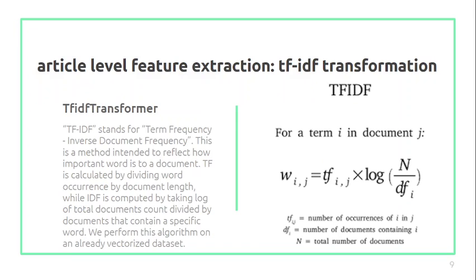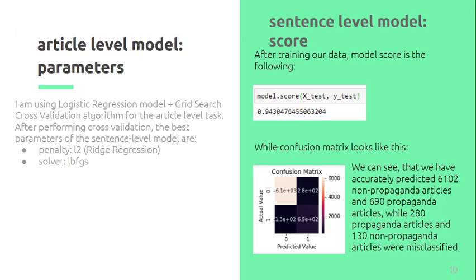It's a statistical algorithm that stands for term frequency inverse document frequency. It's a method intended to reflect how important a word is to a document. TF is calculated by dividing a word occurrence by document length, while IDF represents how specific the word is, and is computed by taking a log function of the total document count divided by the number of documents that contain a specific word. We perform this algorithm on an already vectorized dataset.